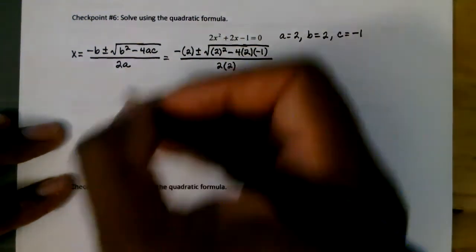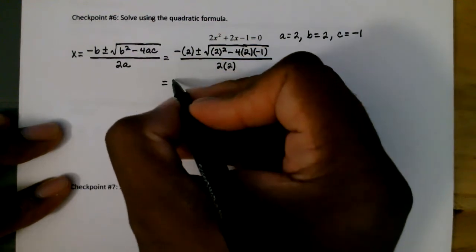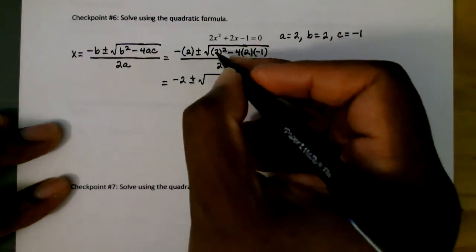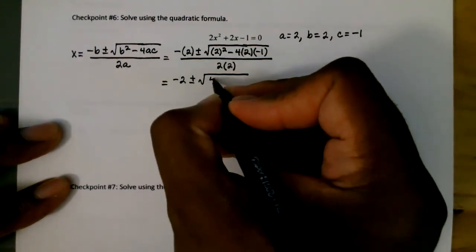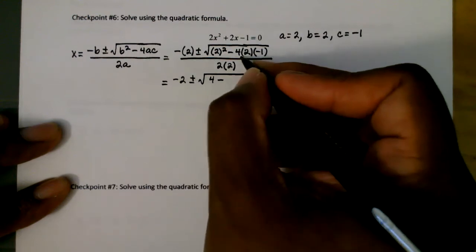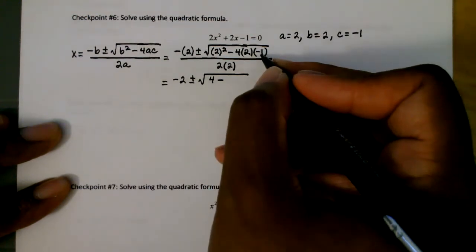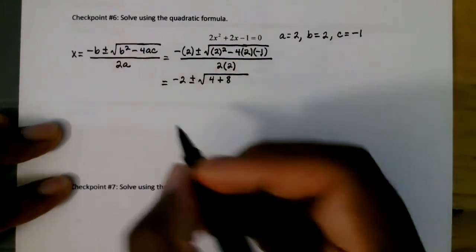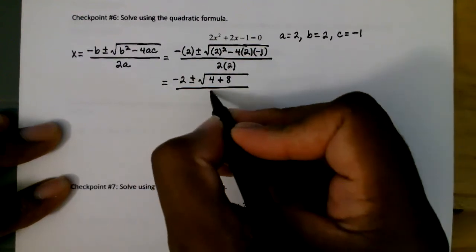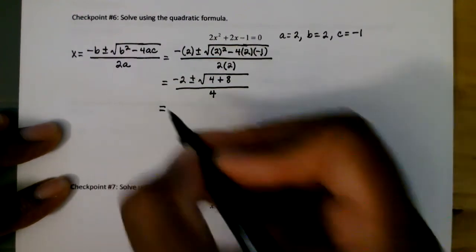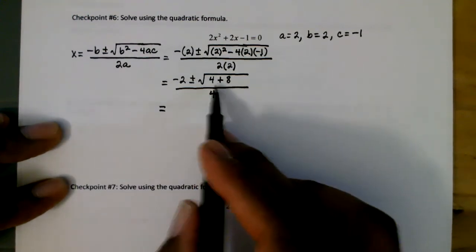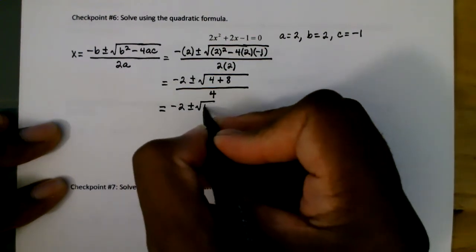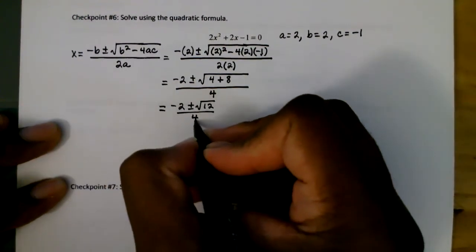And now we're going to simplify all of this. Okay, I have negative 2, then that's plus or minus the square root of 2 squared, or 2 times 2, that's 4, minus 4 times 2, which is 8 times negative 1, which will be negative 8. But I've got that minus sign, I will change that to a plus 8. All divided by 2 times 2, which is 4. Now, underneath the radical, 4 plus 8 is 12, so that's negative 2 plus or minus the square root of 12 all over 4.